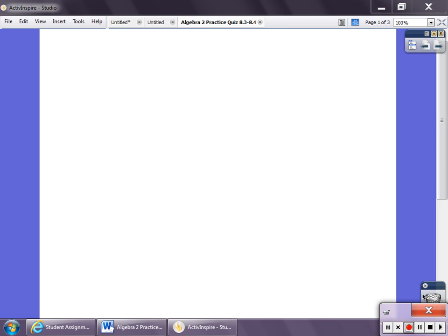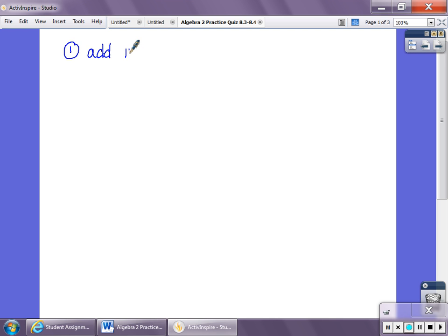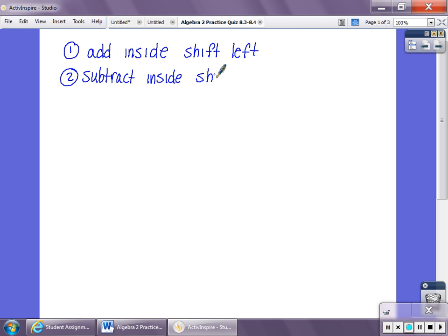Okay, guys, for our quiz tomorrow, there's a couple rules that we're going to have to remember and familiarize ourselves with again. The first thing is where are we shifting, because that's going to be really important. So we have to remember, and I would write this down in study, that if you add on the inside, that is a shift to the left. If you are subtracting on the inside, that is a shift to the right.